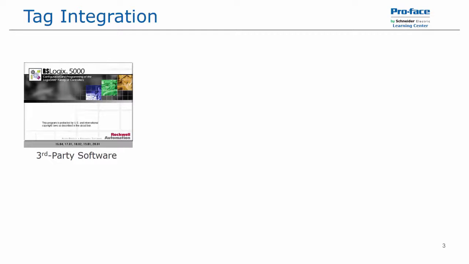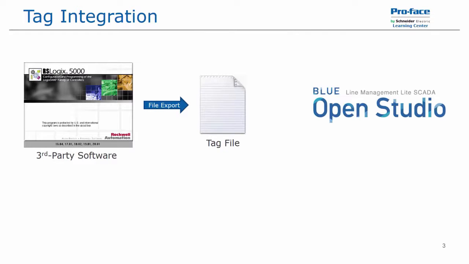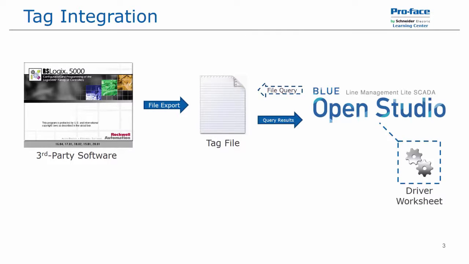Using tag integration in Blue Open Studio, you can point to a pre-existing PLC tag file and have access to those tags. You are not actually importing the tag list into the application, but you are querying the tag file and selecting the specific tags you want to use. Additionally, when tags are selected or referenced in the application, a driver worksheet is created automatically. This is a quick and easy way to get started with device PLC communication, but it is not as configurable as setting up a driver.